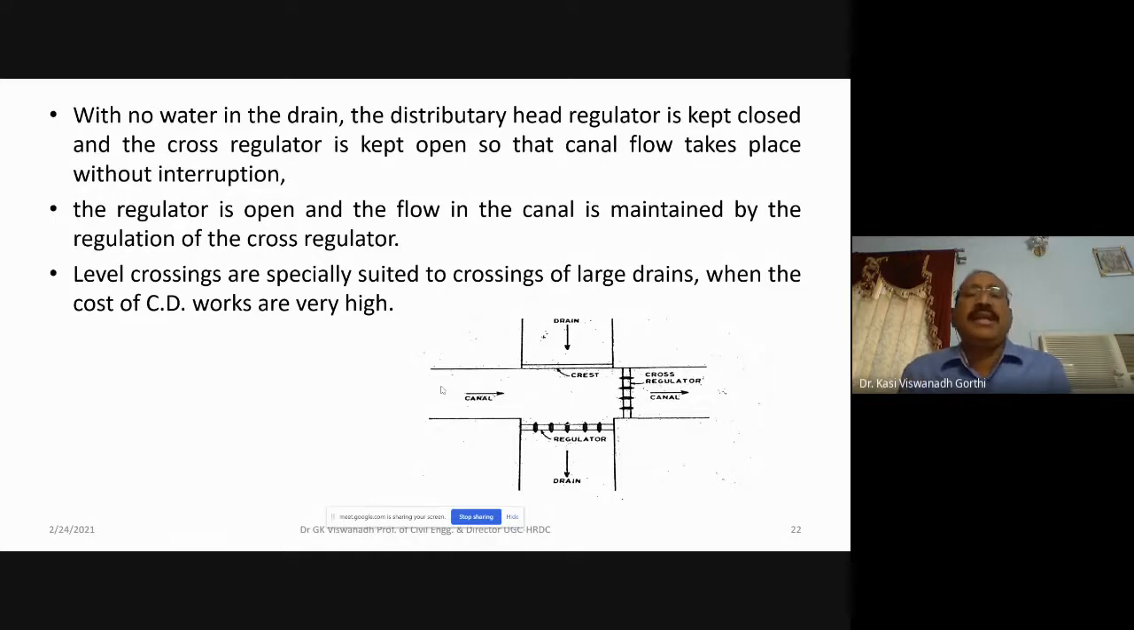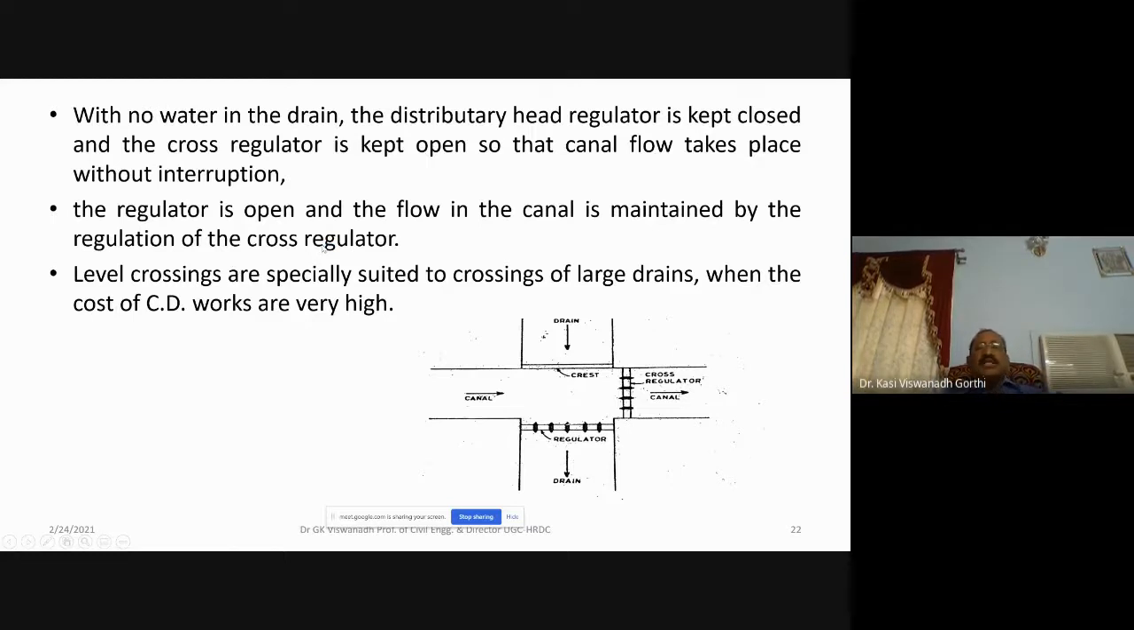With no water in the drain, the distributary head regulator is kept closed and the cross regulator is kept open so that the canal flow takes place directly without any interruption. Suppose there is no water flowing in this drain, then what will happen? The water flowing in the canal should flow directly to the downstream portion. This will happen if you have this regulator closed. So close this regulator and allow all the water coming through this canal to flow to the downstream portion. The cross regulator is open and the flow in the canal is maintained by the regulation of the cross regulator.